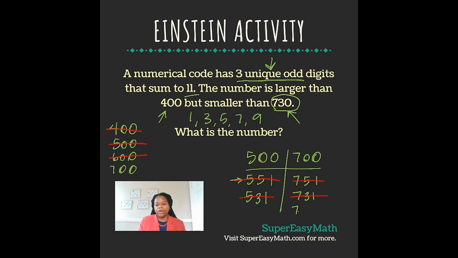And by default, we're just going to switch the 3 and the 1, and that means the answer has to be 713. So when you take the 7, the 1, and the 3 and add them together, you get 11. It is a combination of 3 unique odd digits, and it falls between 400 and 730. So the answer to today's Einstein activity is 713.